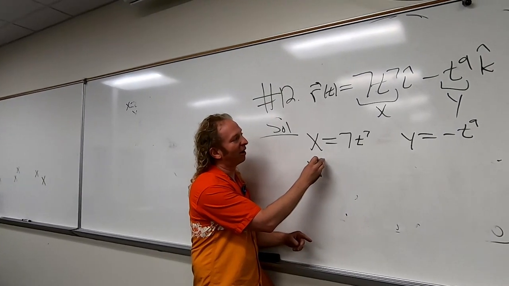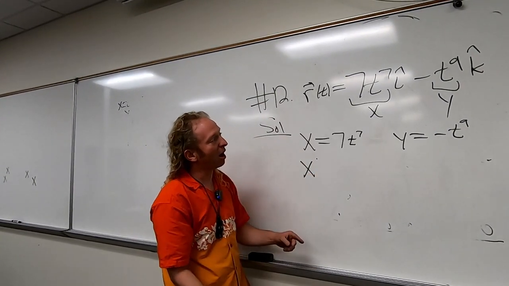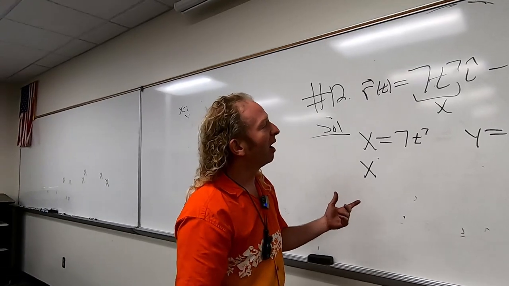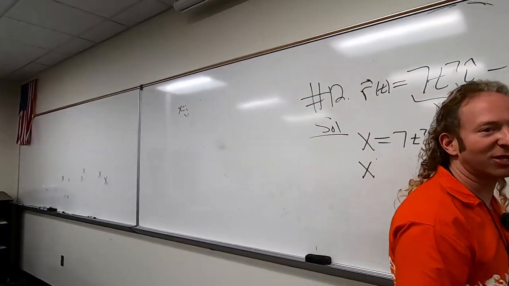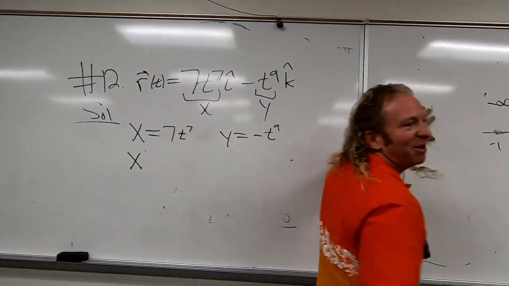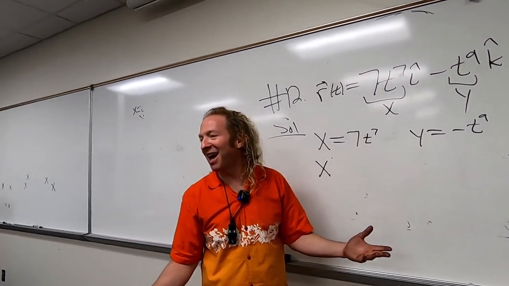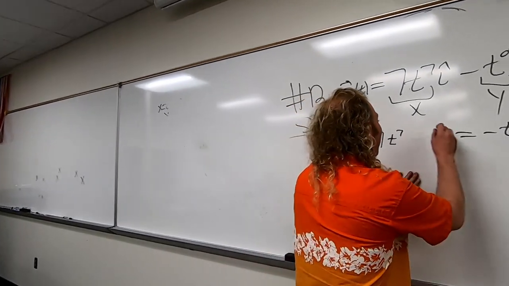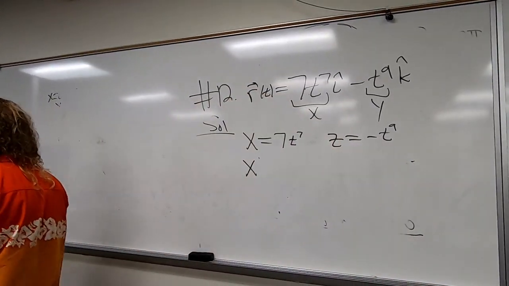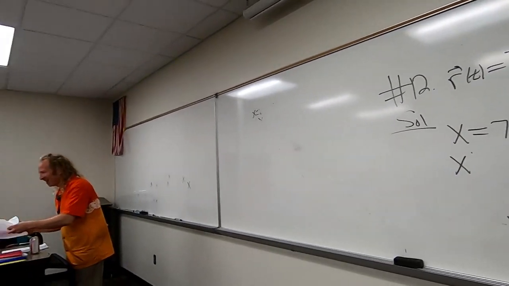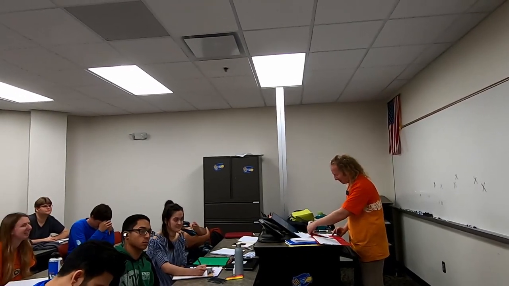Your y should be a z, I think. But it's just a dummy variable, right? So it doesn't matter? It could be anything, right? It's a dummy, it doesn't matter.